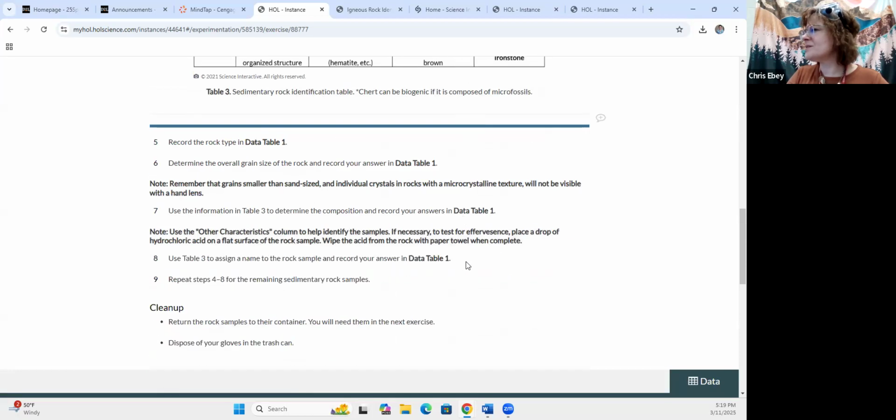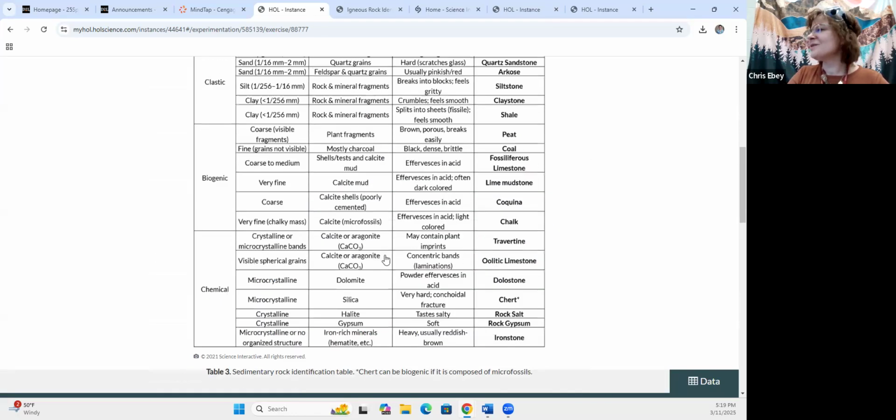This is terrible. Use the information in table 3 to determine. No, that's the other way around.